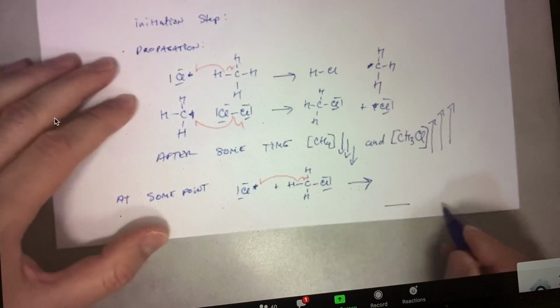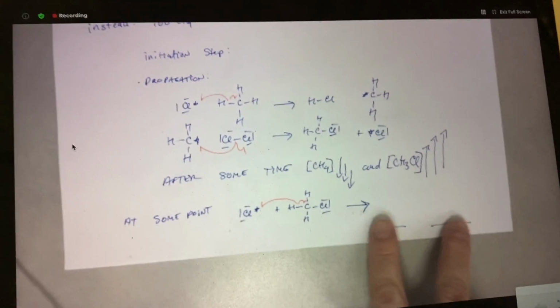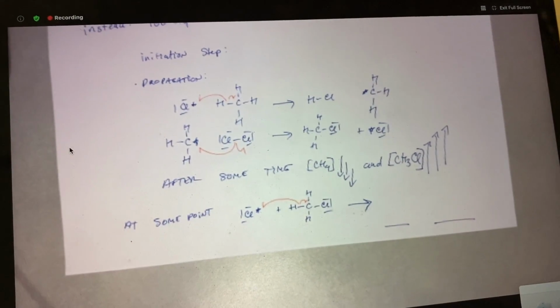I want you to draw the two things that these two arrows describe, in the boxes right here. Try and push yourself right now.